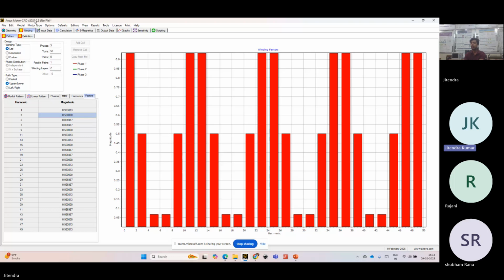When we get to the harmonic topic, we can discuss it in detail. But for now, keep in mind that distributed winding leads to a distribution of the winding MMF, so that we can get a more sinusoidal waveform.